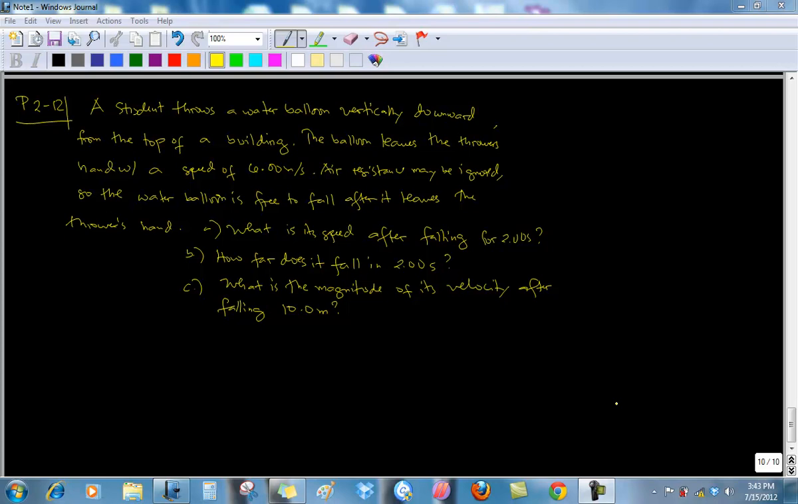And letter B, how far does it fall? Letter C, what is the magnitude of its velocity after falling by 10 meters? So let me draw a sketch of the problem on the right side. So I'll draw the sketch.